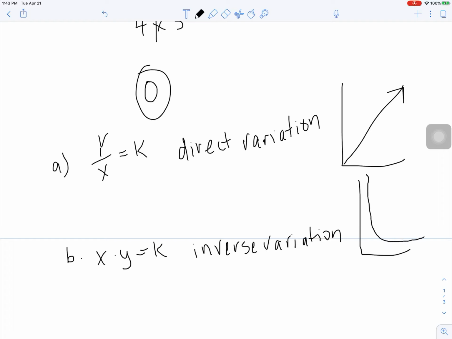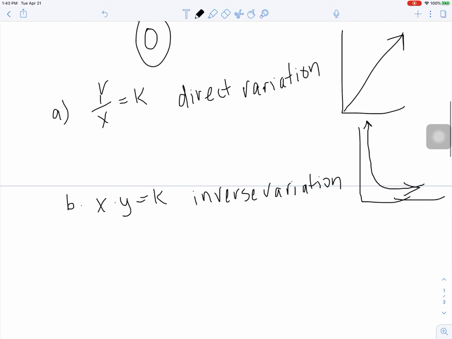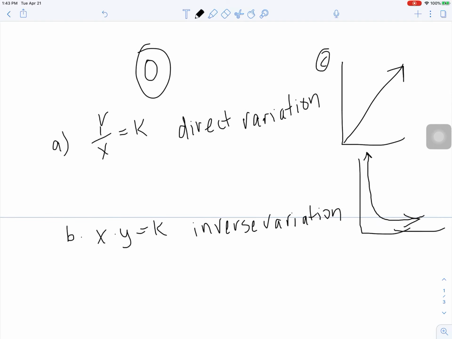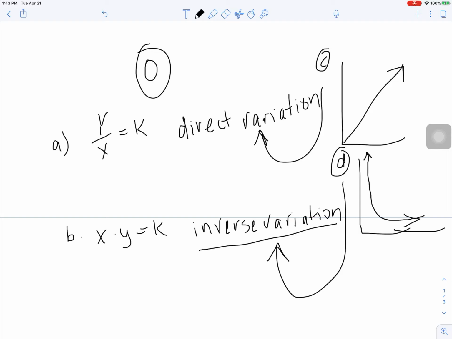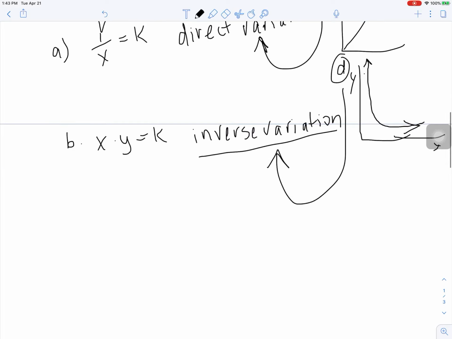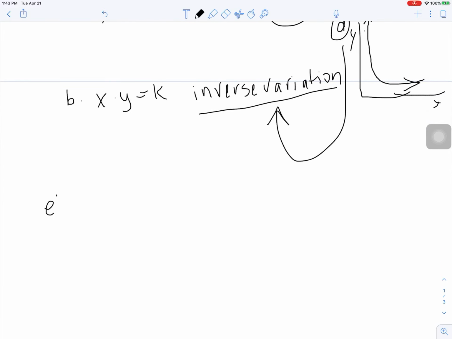How is your graph going to look for inverse variation? Well, it's going to have a curve, and it's never going to touch the axes. Okay, which gives you an example for the next two. C shows you an example of direct variation, and D is going to show you an example of inverse variation. Inverse variation never touches the y or the x-axis.